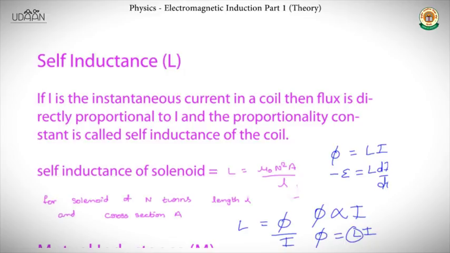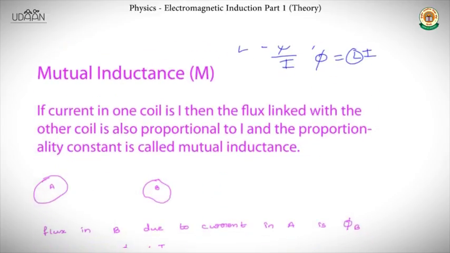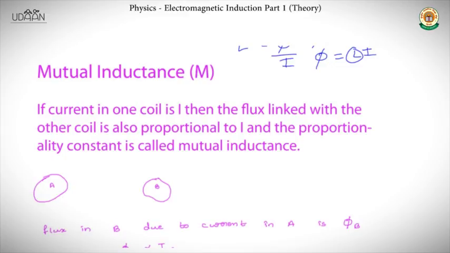Where n is the number of turns of the solenoid, L is the length of the solenoid, and A is the area of cross section. Exactly. These are the terms to remember. So now we move on to mutual inductance, that is capital M.